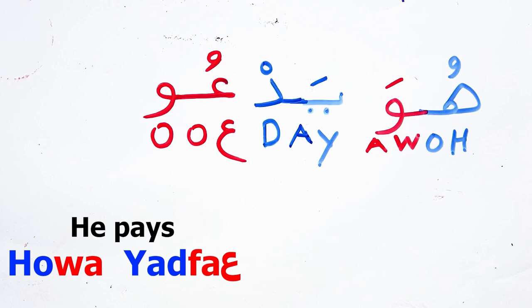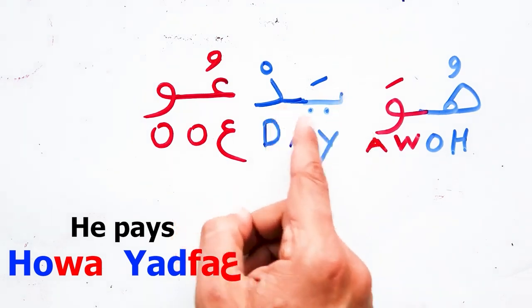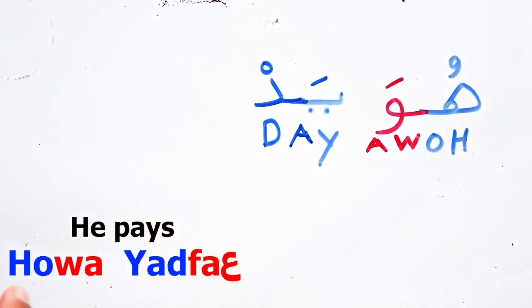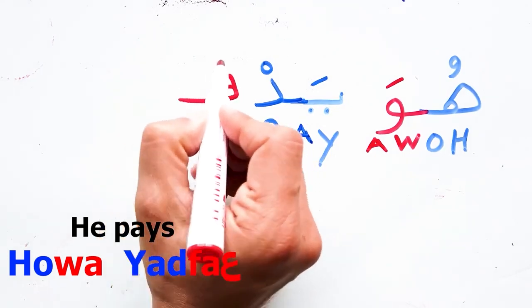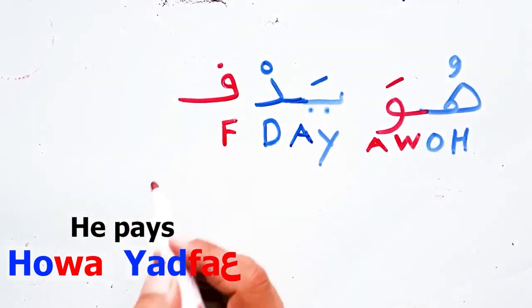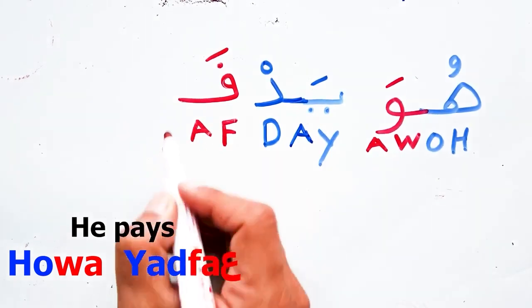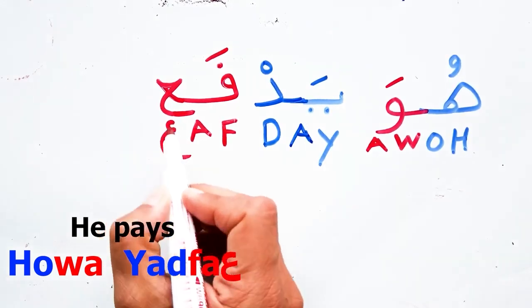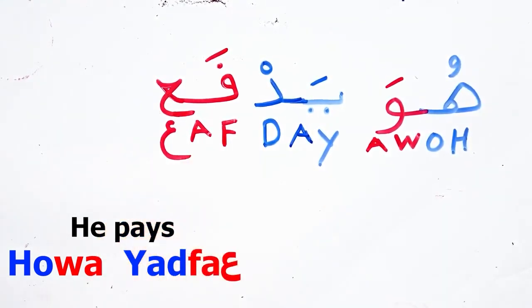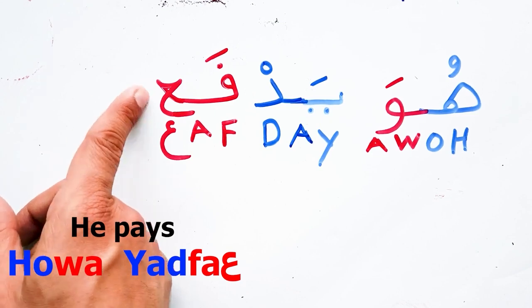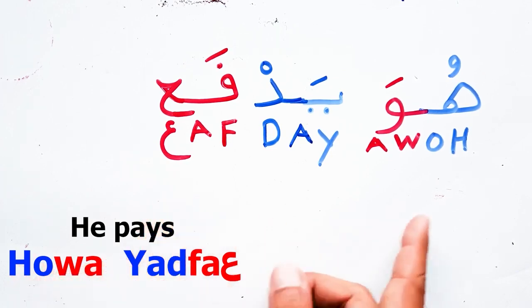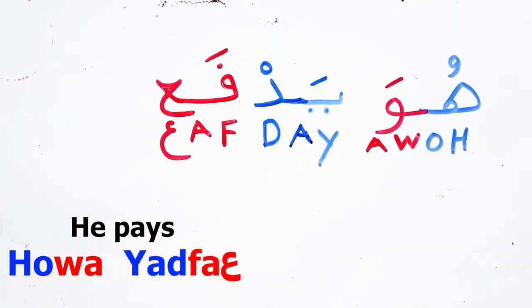هو يدفع. يد. So I'm gonna remove this part and I will put here يدفع, the sound of F. يدفع, the sound of A. And then the sound of عين in the end. Fa. Look, the shape is different. It looks like this when it's in the end of the word, and when it is out of the word or separated, it looks like this. هو يدفع.